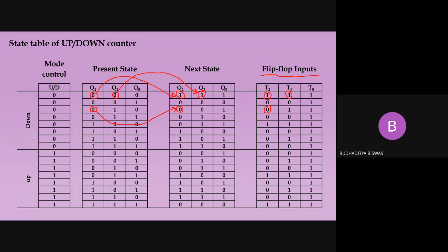In this way, we need to fill up every column or row of the flip-flop inputs. Okay, it is very clear. Whatever the next state is, it is just reflecting the same value. But that is valid for the T input only.